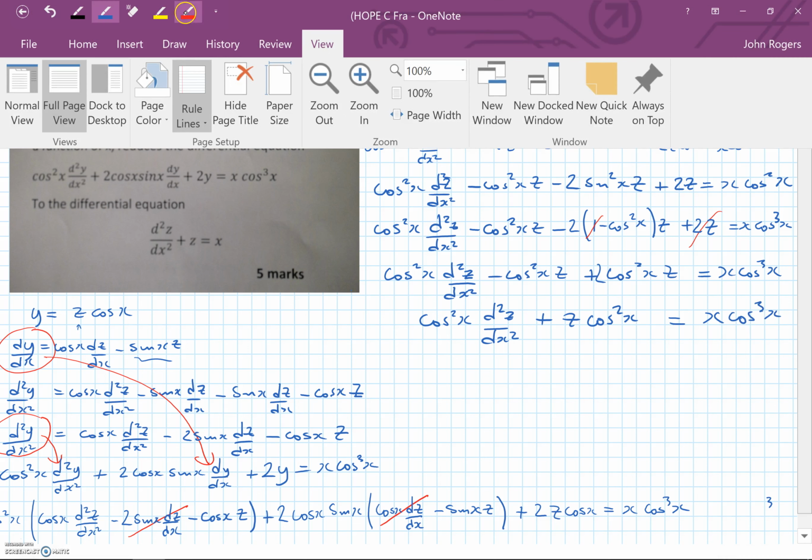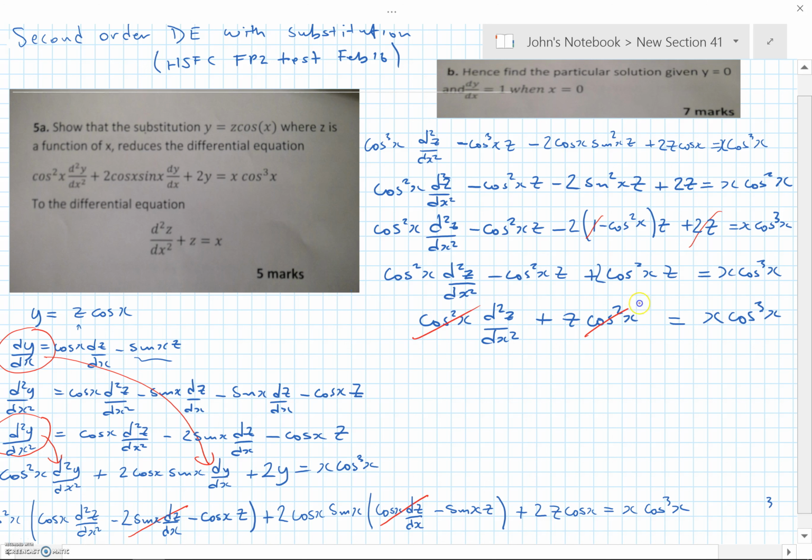Now I can cancel my term in cos squared. So I finally got to the point I wanted to go to, the expression here, d2z by dx squared plus z equals x. There wasn't that much in that, just a little bit of persistence and a little bit of confidence and accuracy. Okay, so let's go to the second part.